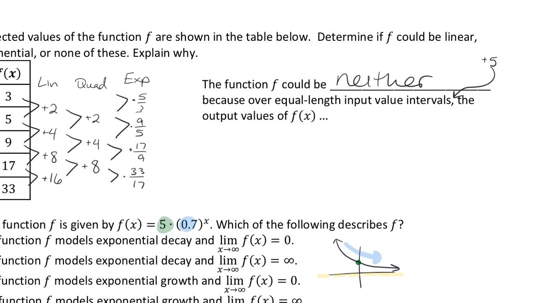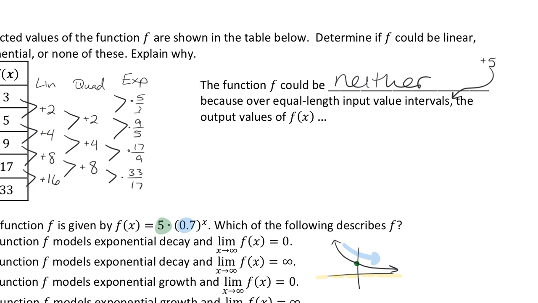It says to explain why. This function f could be neither, because over our equal length input value intervals, the output values do not change at a constant rate. If it changed at a constant rate, that would make it linear. So it's not linear.